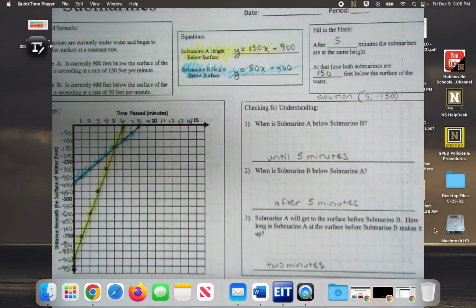Okay, so we will continue this on Monday. If I left you colored pencils, please bring them to me.